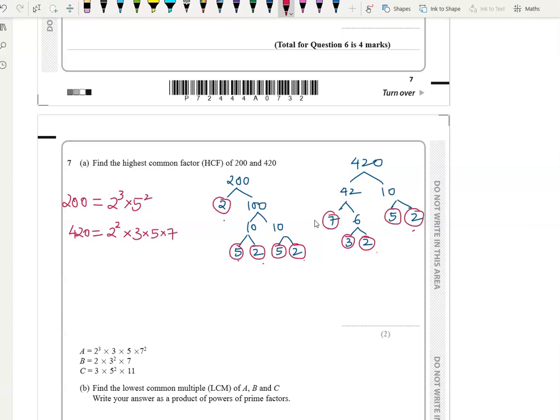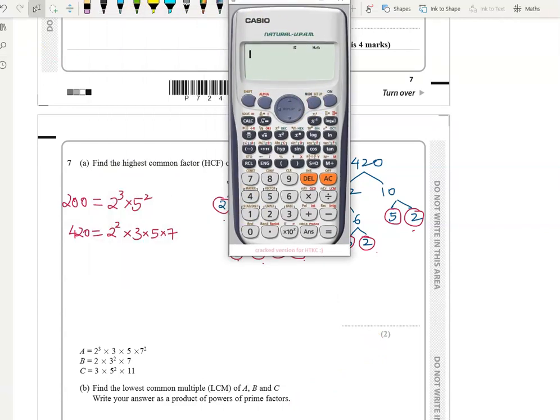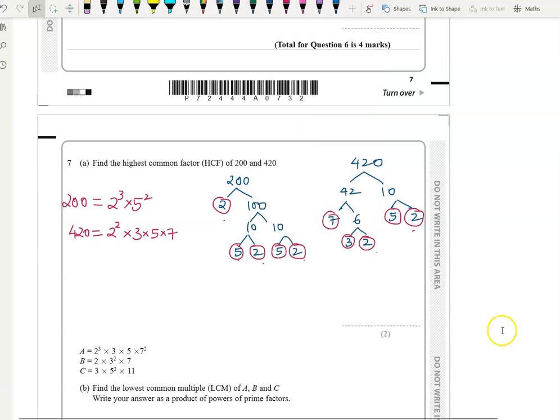Now what we got here we can also get from the calculator. Type 420, press equal to, then press shift and this button here to get the product of primes, so it gives you 2 squared, 3, 5 and 7. Now to find the HCF we need to remember the rule.